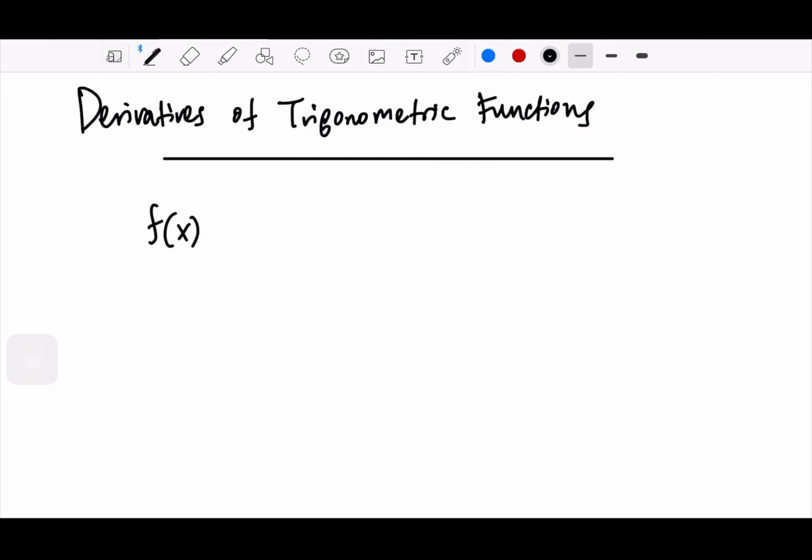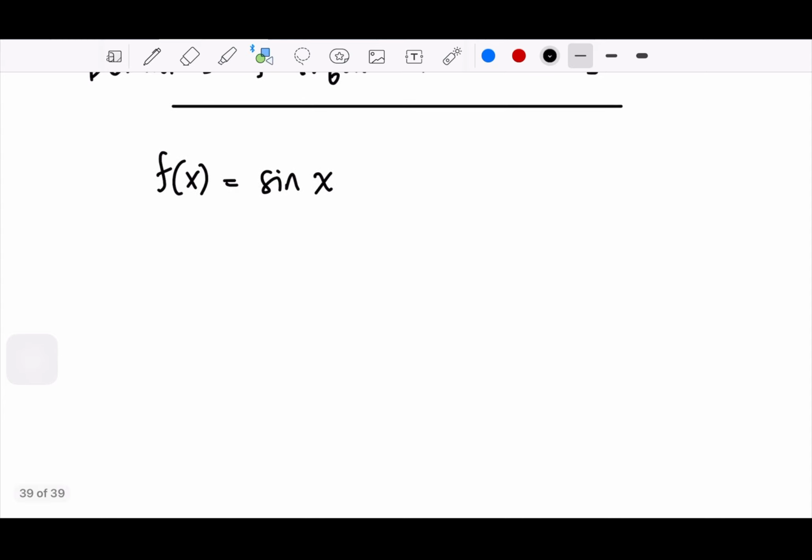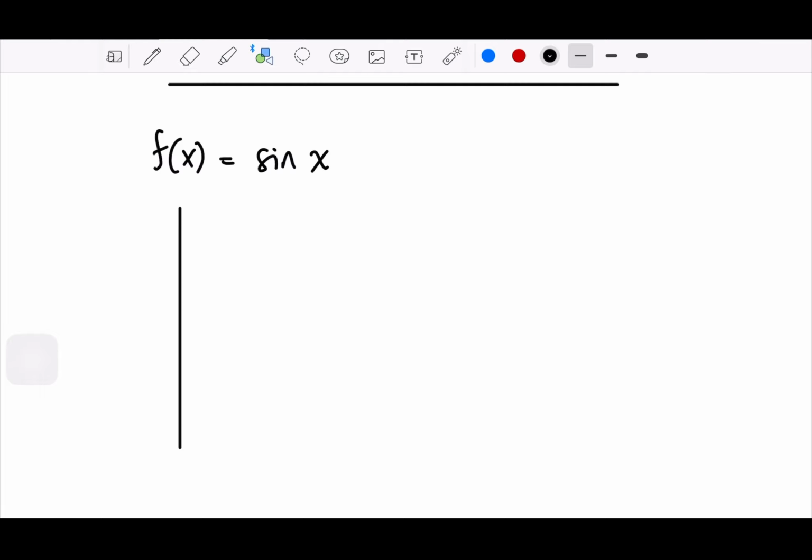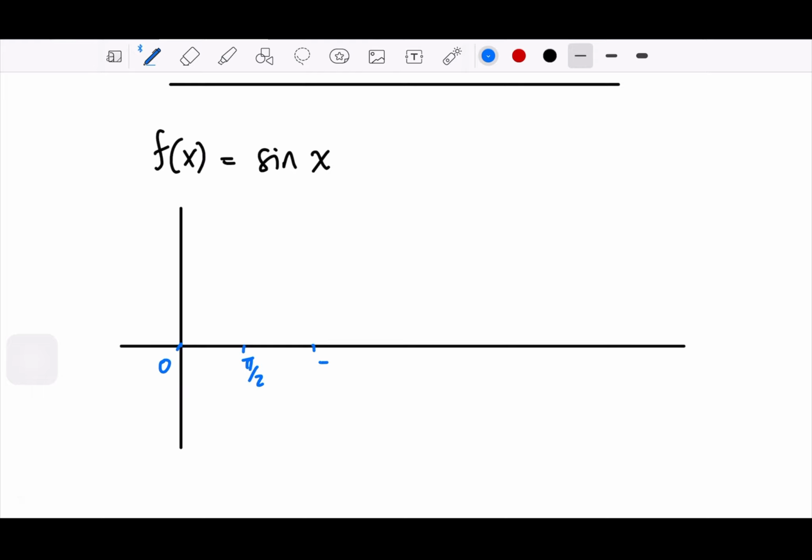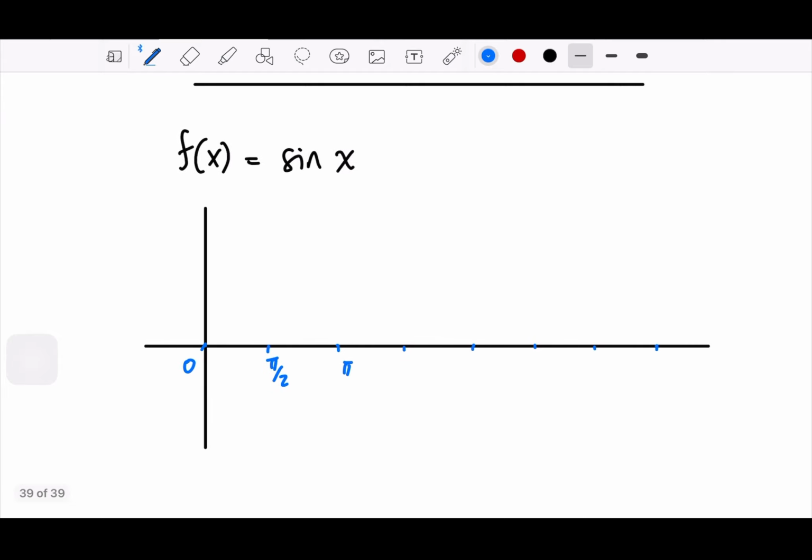So f of x is equal to sine x. Okay, sine, as you may know and are really familiar with, we can develop some values, and in the Cartesian plane, if we start from 0, then maybe pi over 2 here, pi, here.